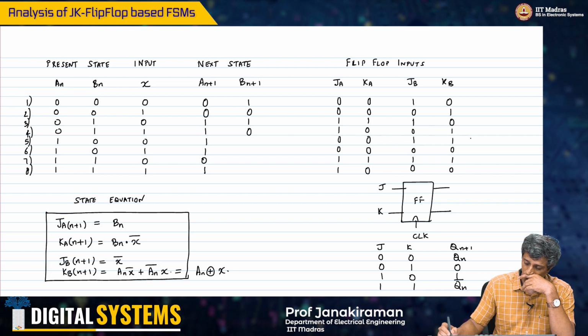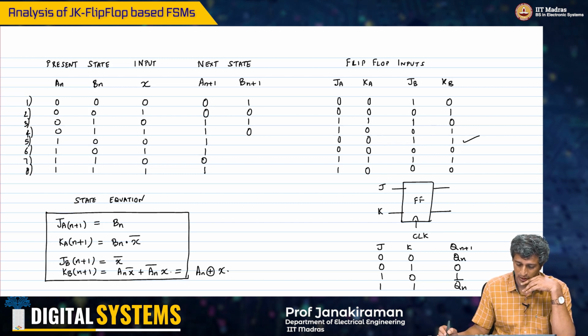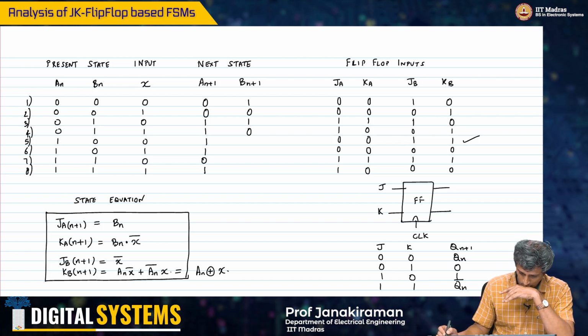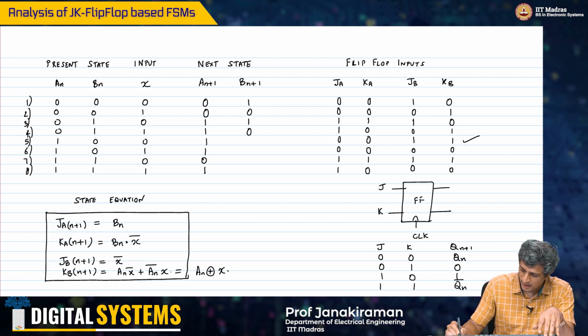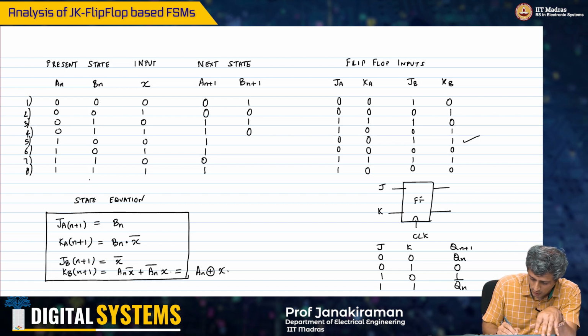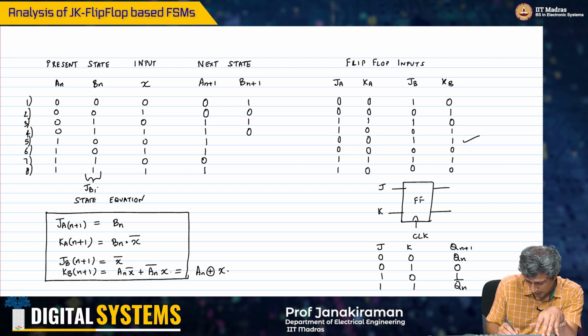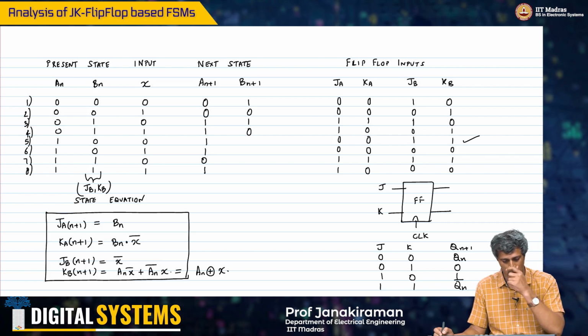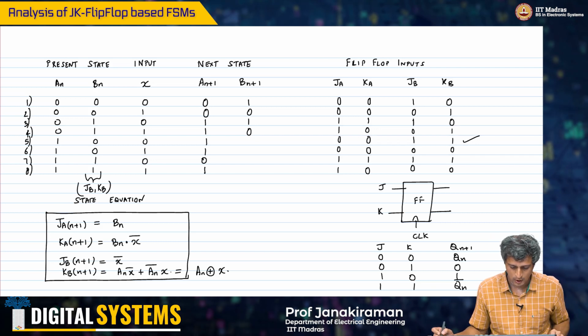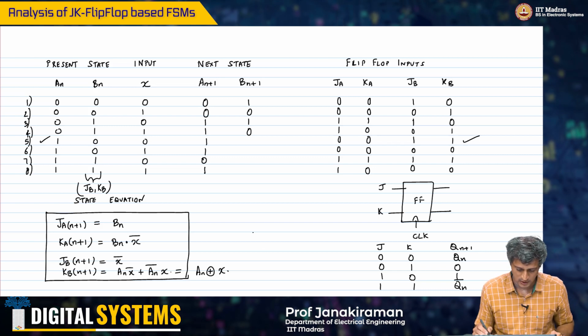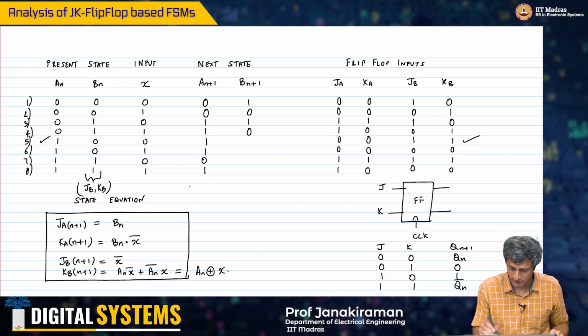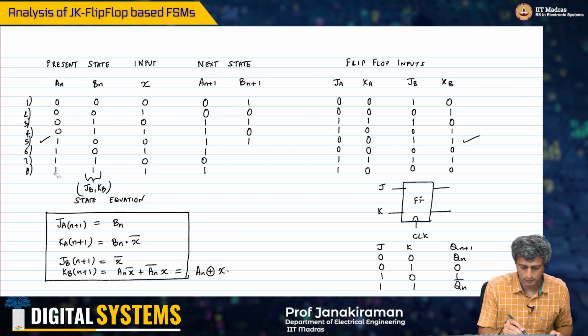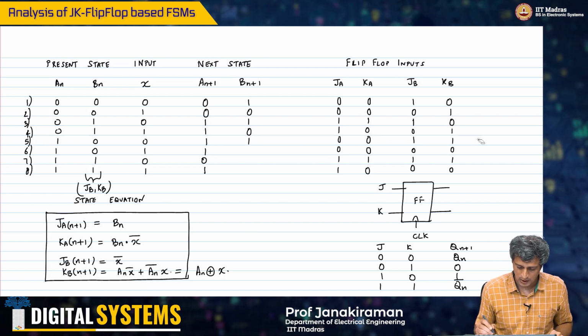We are talking about this entry, 1 1 has to complement the current state. So when I am talking of JB and KB, I should be looking only at this column corresponding to JB comma KB, because it is going to affect only BN, which is flip-flop 2. I am now looking at flip-flop 2. Therefore, for the fifth entry, I have to look at this combination. I take BN, which is 0, and therefore I will make it a 1.